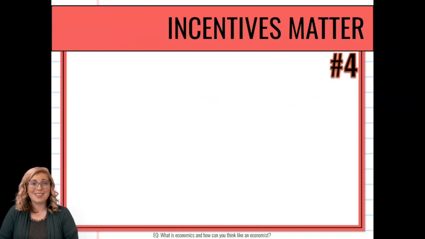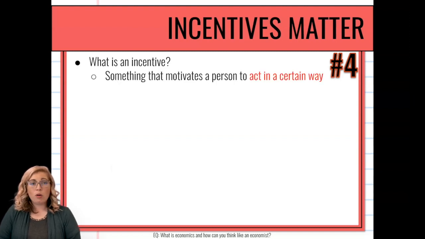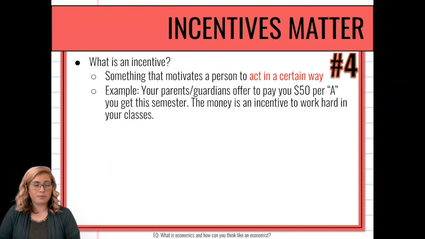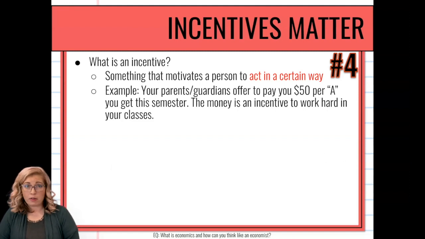Number 4, incentives matter. An incentive is something that motivates a person to do something in a certain way. For example, maybe you have a deal with your parents that if you make honor roll this semester and every A you get, you'll get $50. Wish my parents would do that. They never did that. But maybe there are kids out there. That's a motivation, that's definitely going to be an incentive to work hard. If you think about it, you've got 4 classes, you get A's, that's $200. Dang.